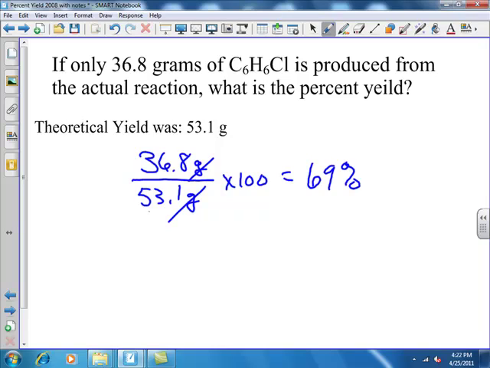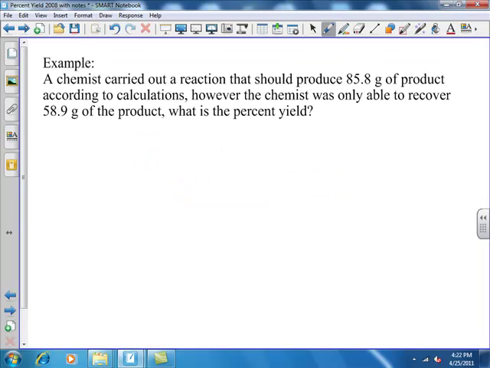So there are different types of problems. Here we're kind of back to a simple word problem. A chemist carried out a reaction that should produce 85.8 grams of product according to calculations. The chemist was only able to recover 58.9 grams of product. What is the percent yield? So this is a pretty simple basic problem, and you should just be able to calculate this quickly.